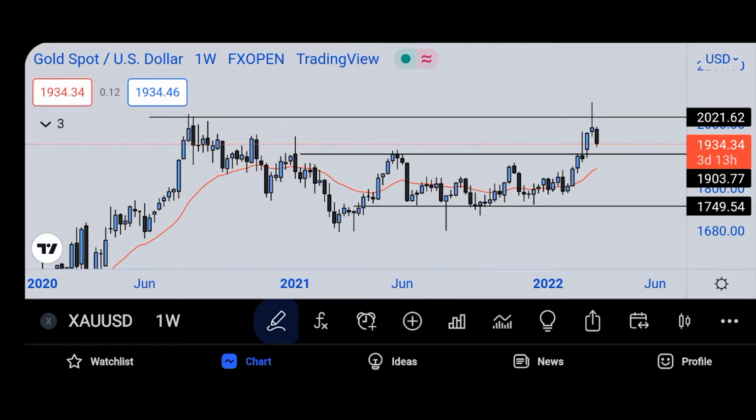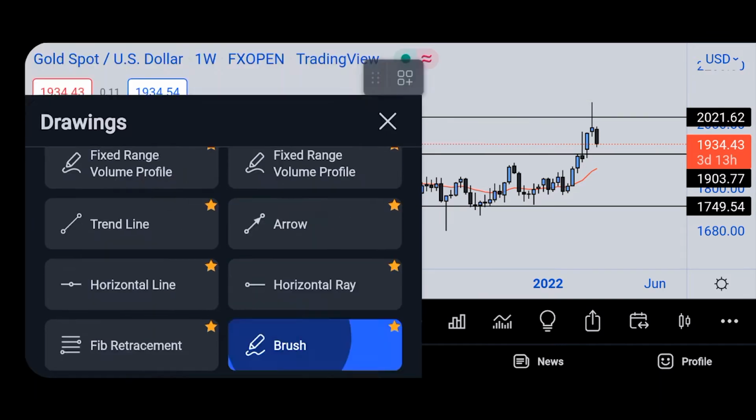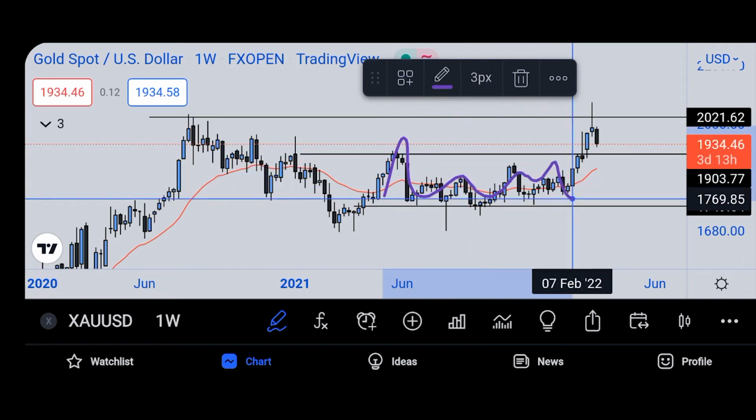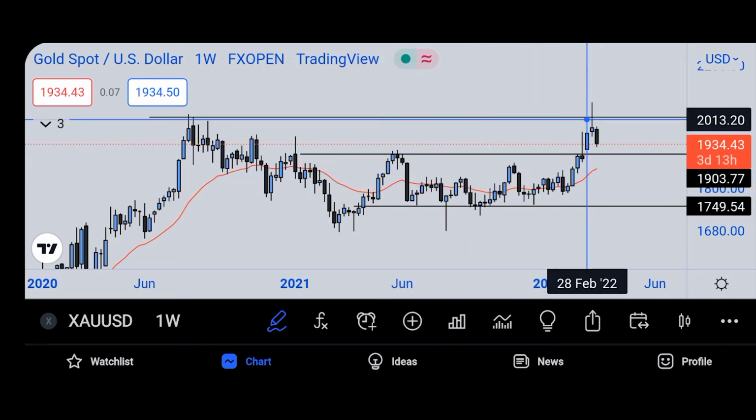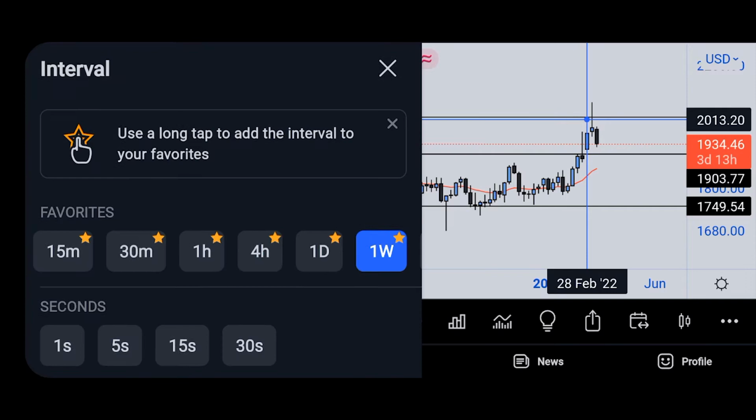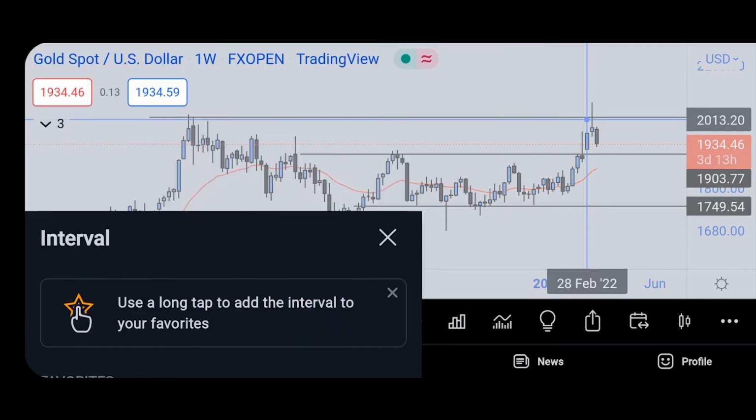So you could see this was one range for us. Price broke out of it. So now we're waiting for that retracement phase. So let's scale down to our daily time frame.